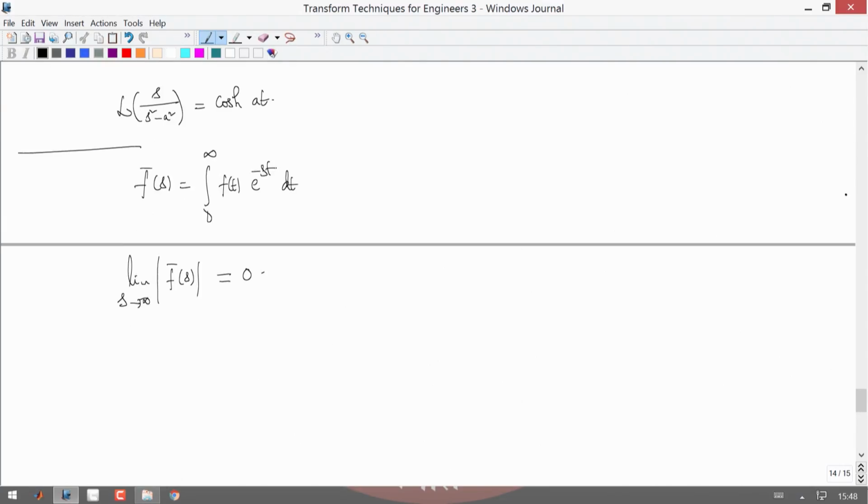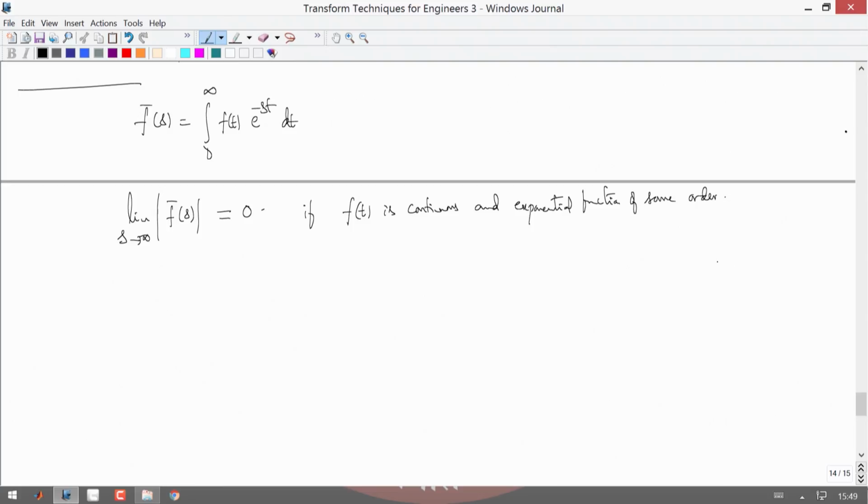So, if f of t is a smooth or continuous function, continuous and an exponential function of some order, this is what we have. If it is an exponential function of some order and is continuous, this has to be 0.